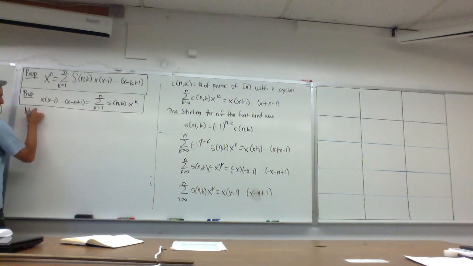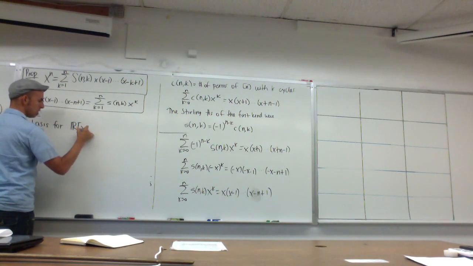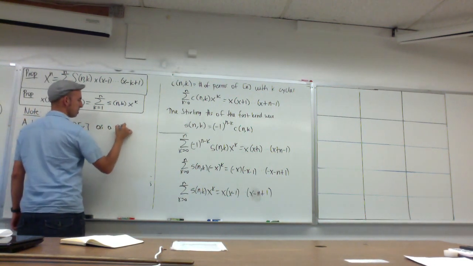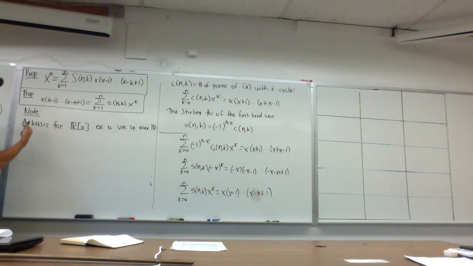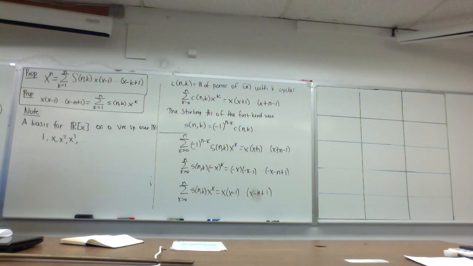So let me say note that a basis for the vector space of, let's say, real polynomials, so this as a vector space over R is, and kind of the standard basis that we use for polynomials is 1, x, x squared, x cubed, etc. So we might call this the first basis. Okay. So we know that this is a vector space of infinite, countable dimension, and this is a basis.